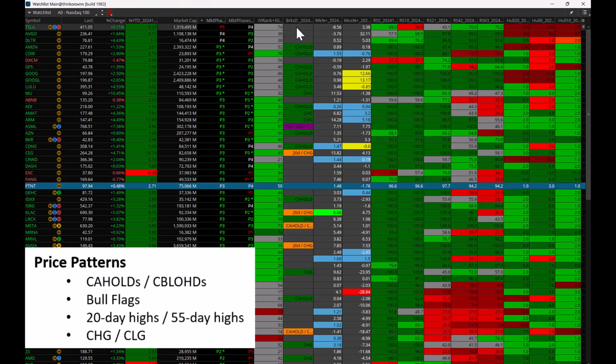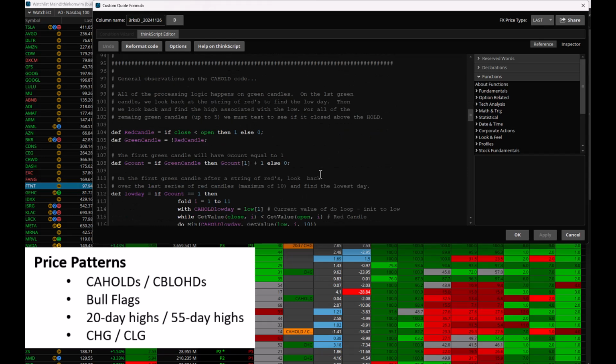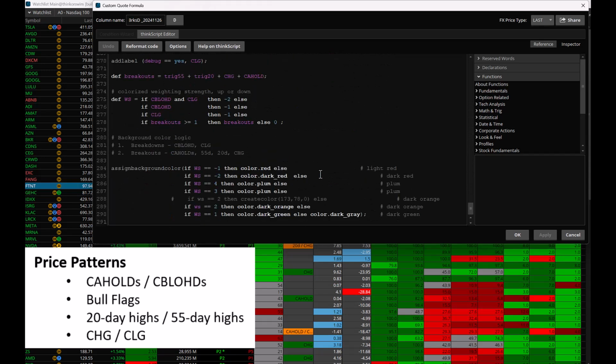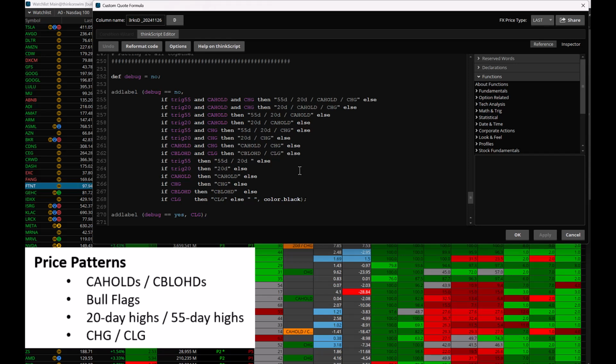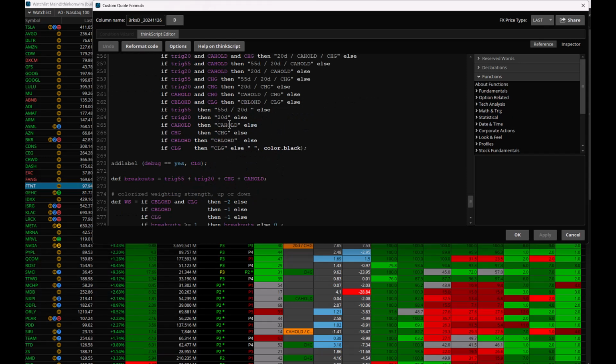And if you look at this column, which stands for breakouts daily aggregation, it is designed to pick up a number of price patterns. And I wanted to show you what those were. We got down in here, and it will pick them all. It'll pick up 20-day highs. It'll pick up a 55-day high. It'll show CAHOLDs, close higher gaps, and those are all of the bullish price patterns. It'll pick up close below the high day and also close lower gaps, and those will be red.